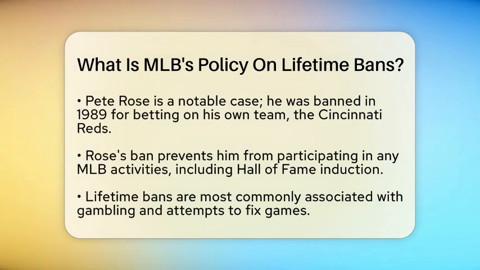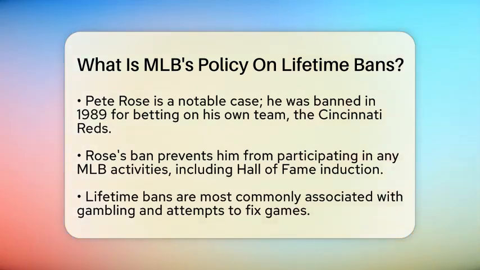Throughout history, lifetime bans have been handed down for various offenses. However, gambling and attempts to fix games are the most common reasons. A famous example is the 8 players from the Chicago White Sox involved in the 1919 Black Sox Scandal. They were banned for life by Commissioner Landis, even though they were acquitted in court. These bans are strict and often last long after the individuals' playing careers have ended.